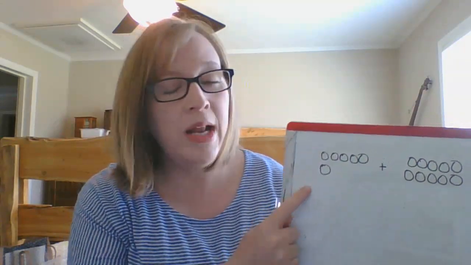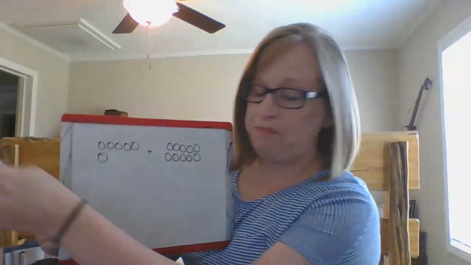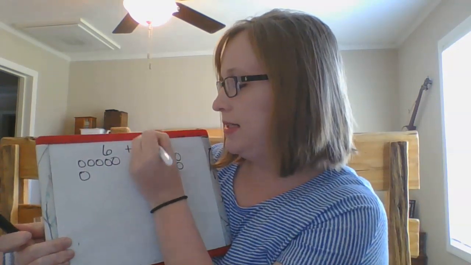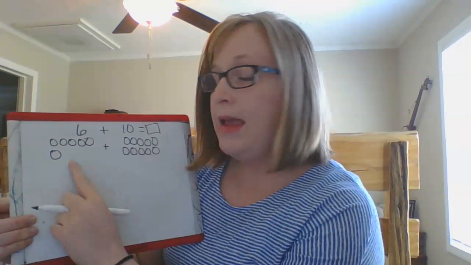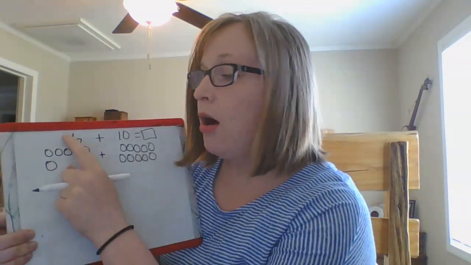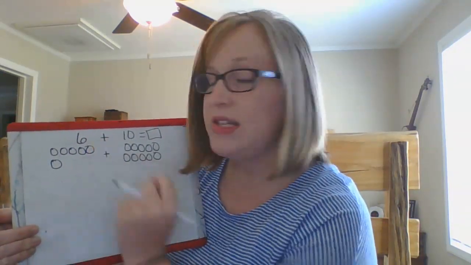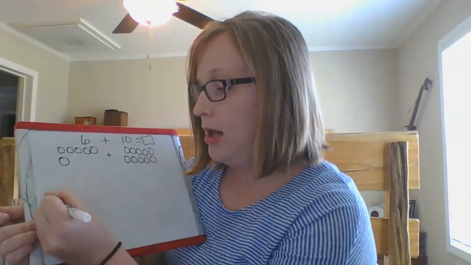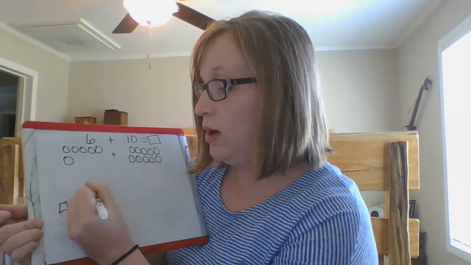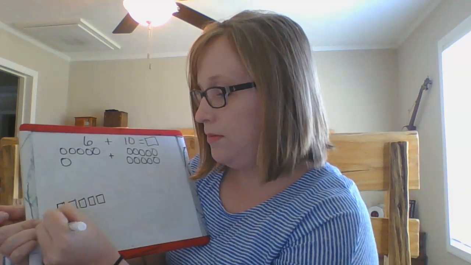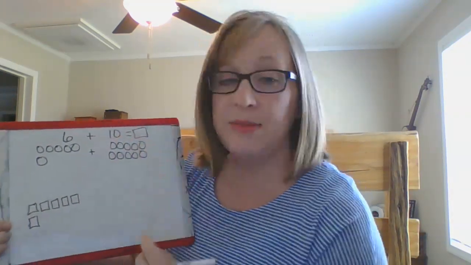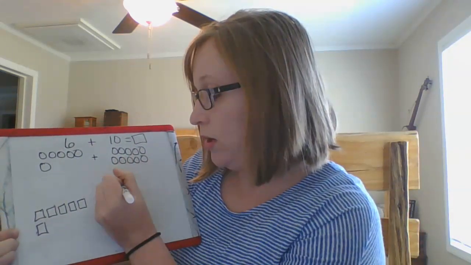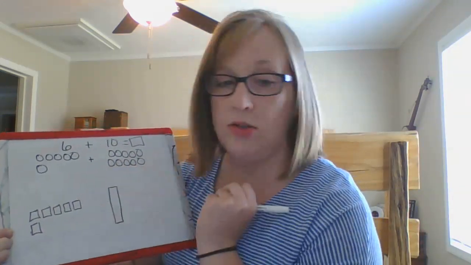So when I think about my problem, I know that I'm adding 6 plus 10 to figure out my answer. And when I look at the number 6, there are no 10s in the number 6. It's just 6 ones. So I'm going to come down here and I'm going to draw my 6 ones again. 1, 2, 3, 4, 5, 6. And then where it says add 10, I'm just going to draw my tens rod.